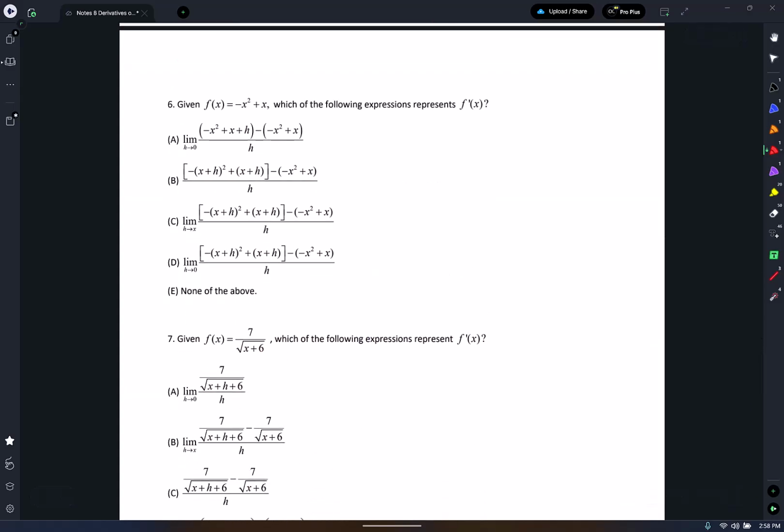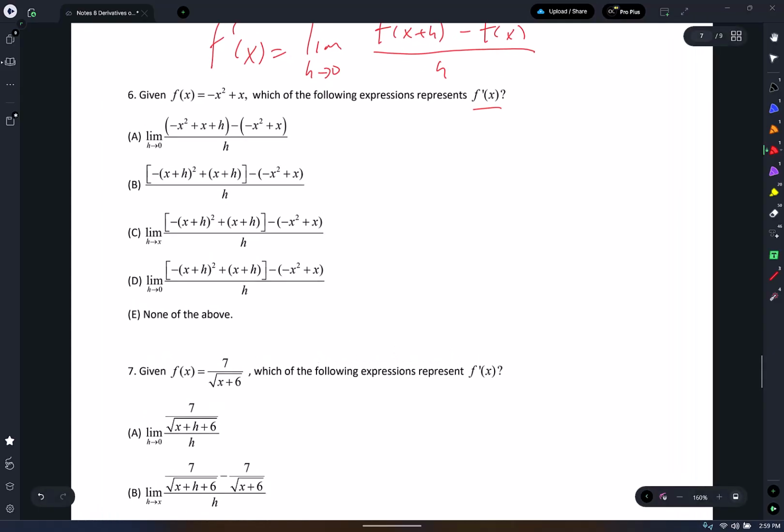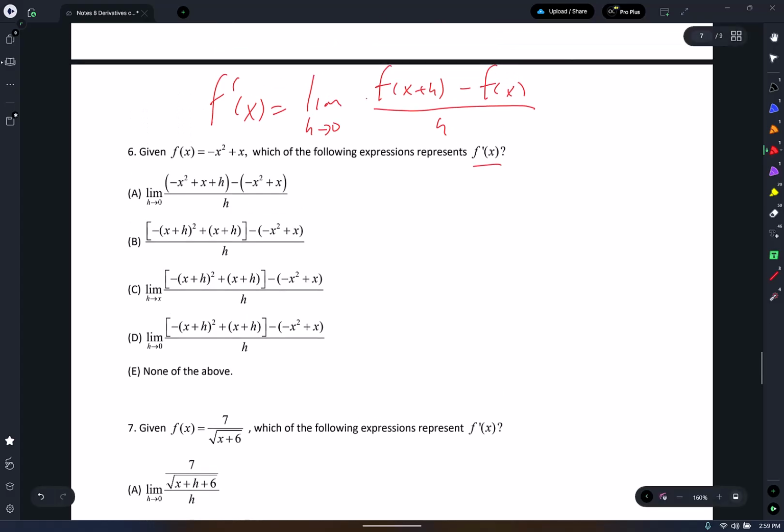Here's how your UH is going to look. All you're doing is using this. It says, given f of x, which of the following expressions represents f prime? Remember how f prime of x is? Limit as h approaches 0, f of x plus h minus f of x all over h. Can it be letter A? Remember, for f of x plus h, you're plugging in x plus h for all the x's. Can it be letter A? Nope, letter A is out.